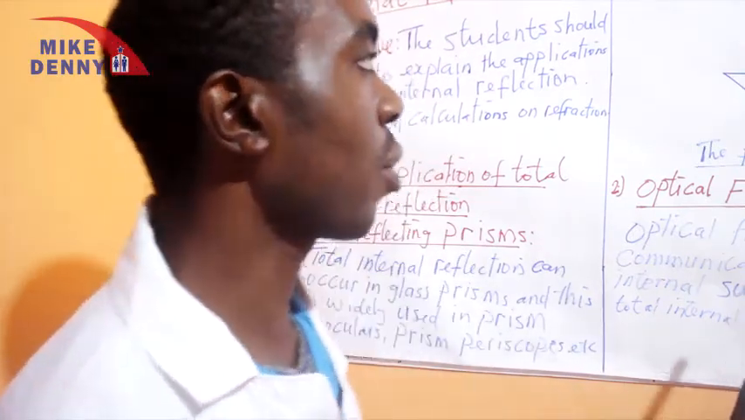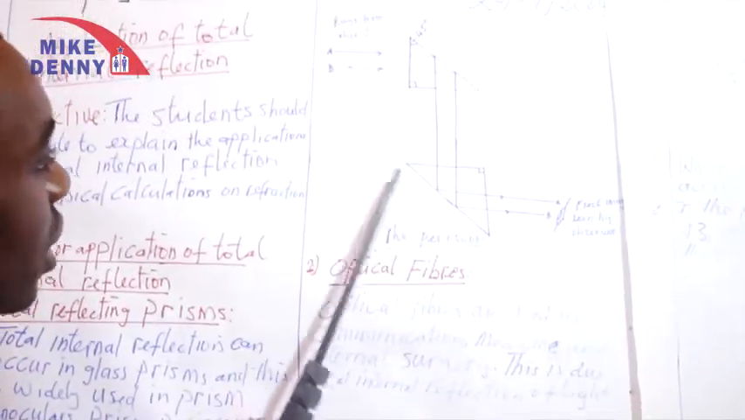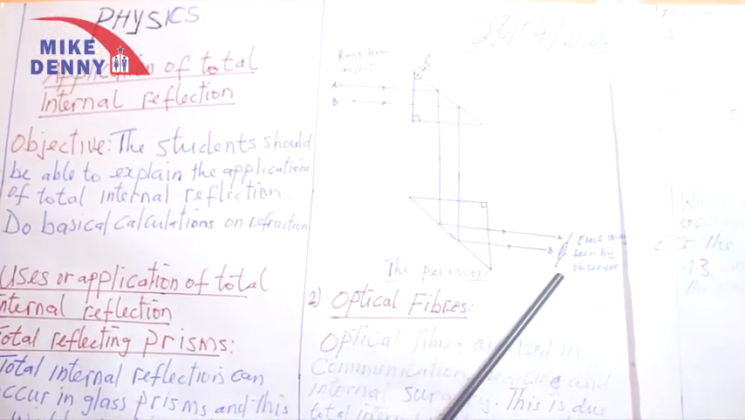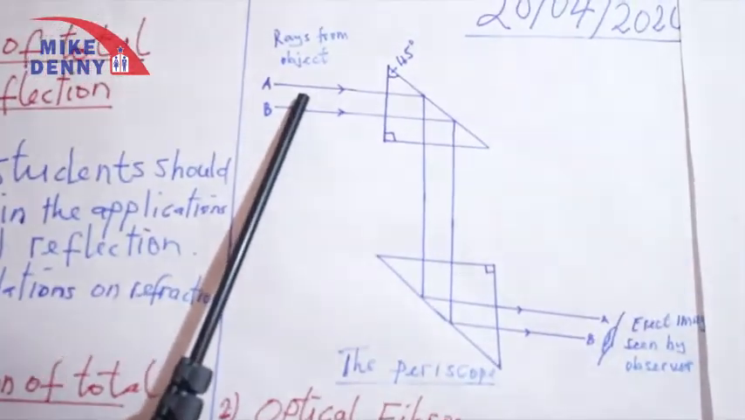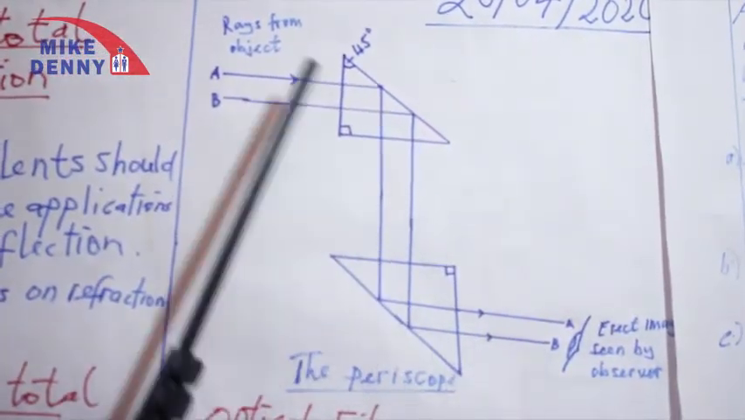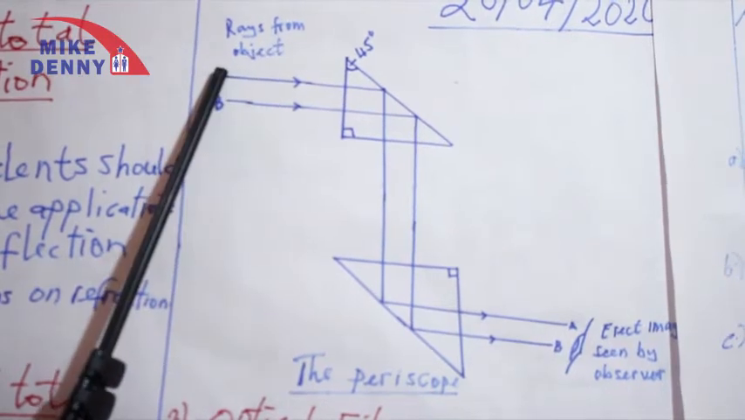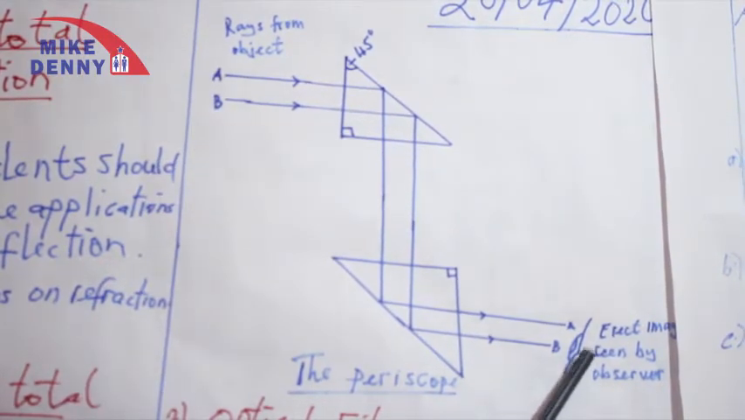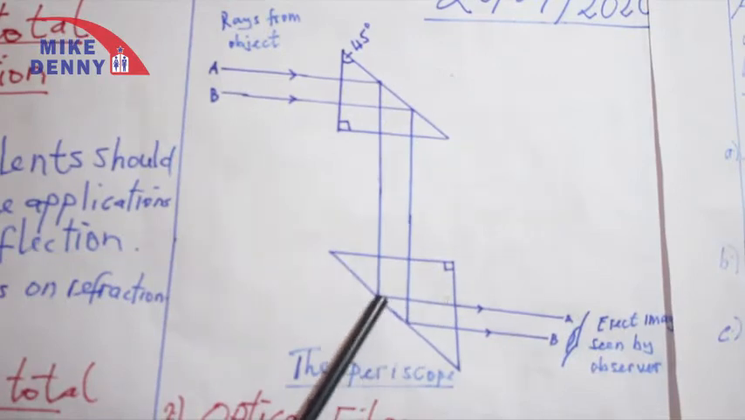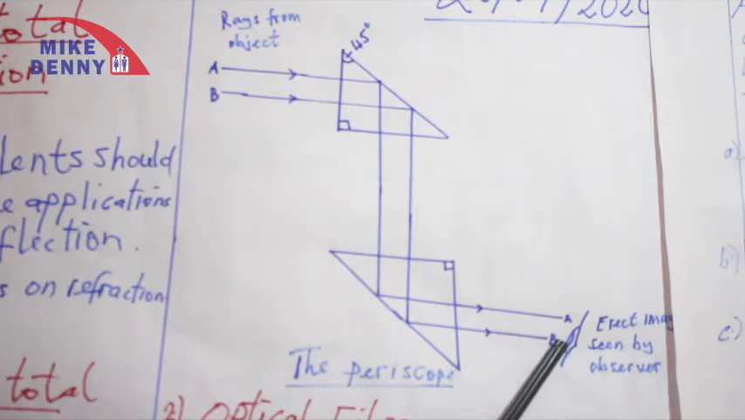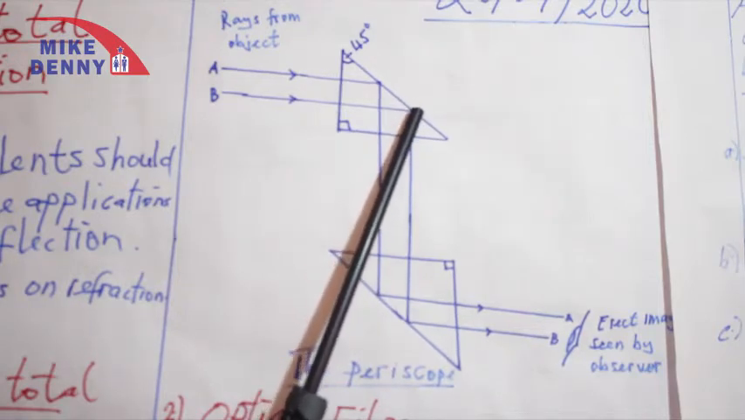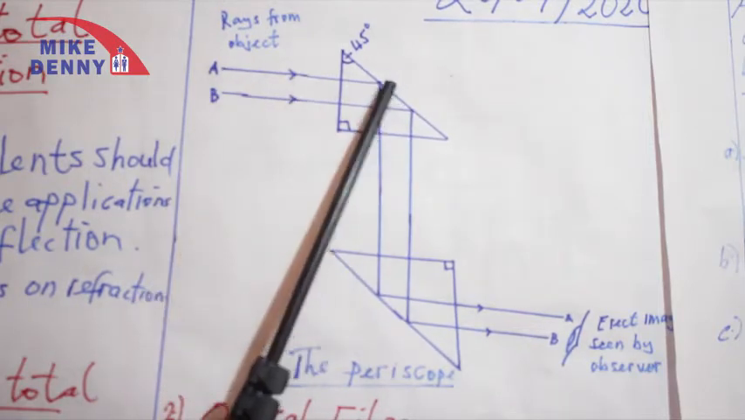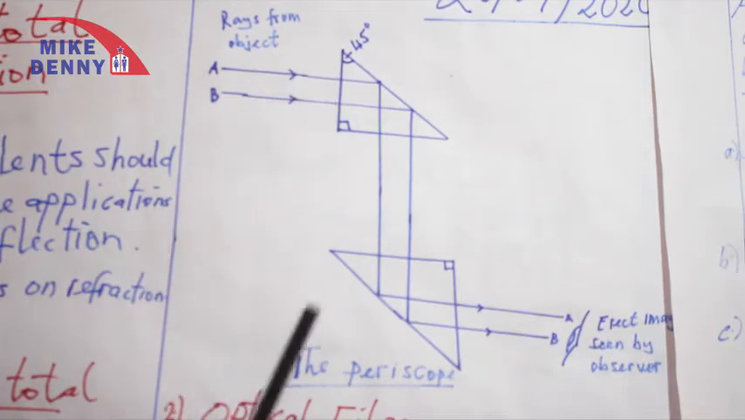You can see the diagram on the board. Assuming that you are here, this is your eye. You want to see what's happening in the house. You hold your periscope. Rays from the object come here. When they meet this prism, ray A is going to hit the prism here, and ray B is going to hit the prism here. This ray is totally reflected. It goes up. When it meets this other prism, it's going to reflect, and comes like this. This is what we know as total internal reflection.